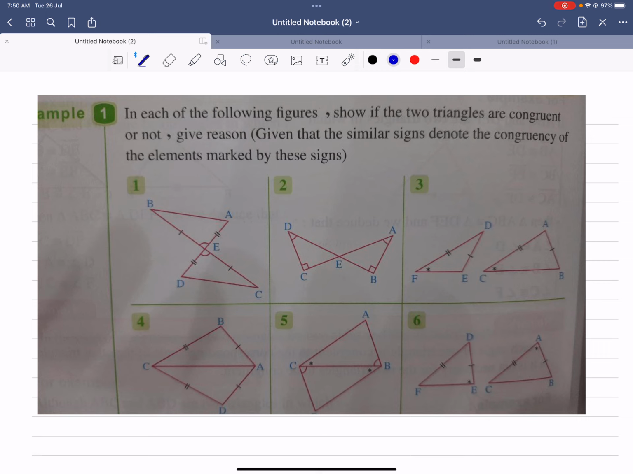The first one here, he asks you: in each of the following figures, show if the two triangles are congruent or not and give the reason, and use the similar signs to denote the congruency of the elements marked by these signs. Here he is saying that he put labels or signs for you so you can identify the sides that are equal to each other. So let's get started with the first case right over here.